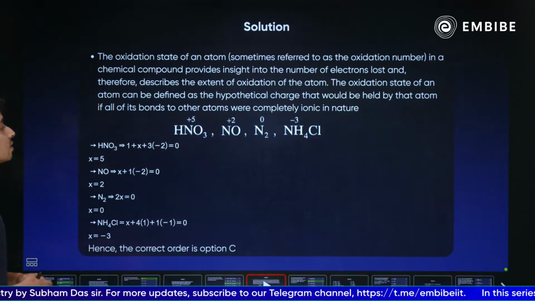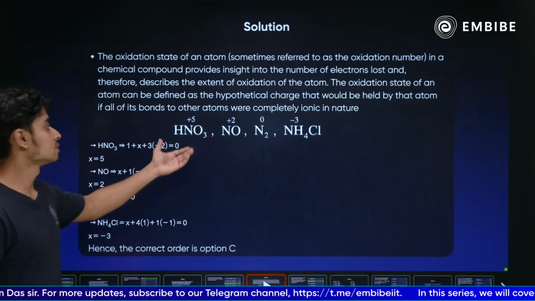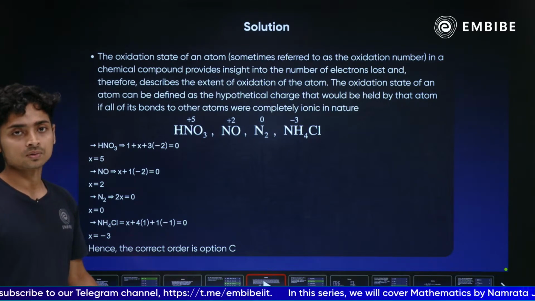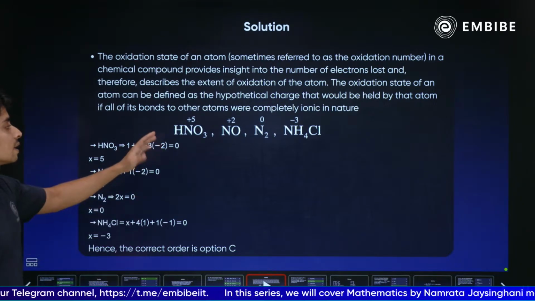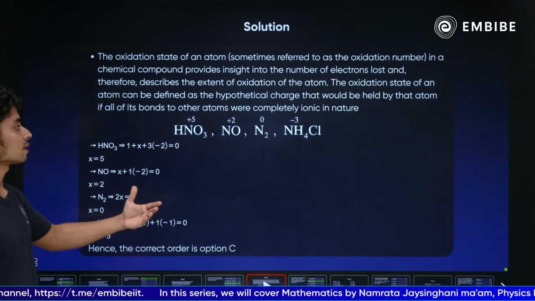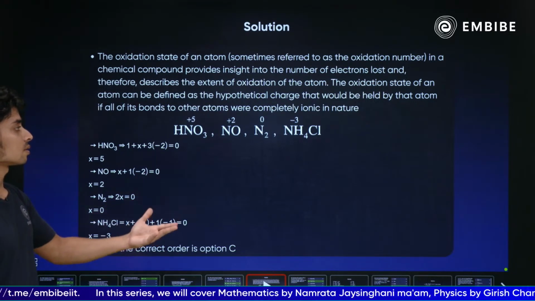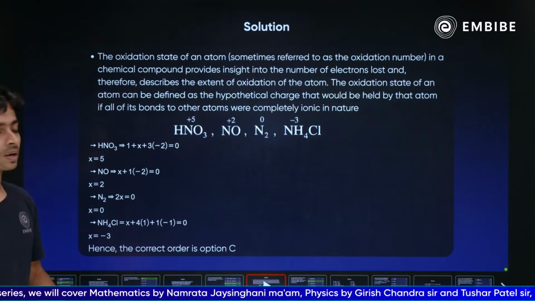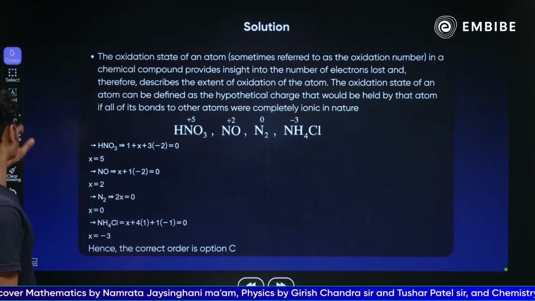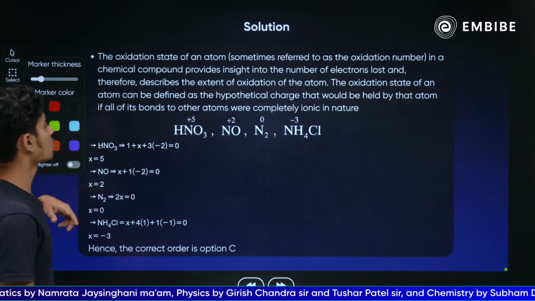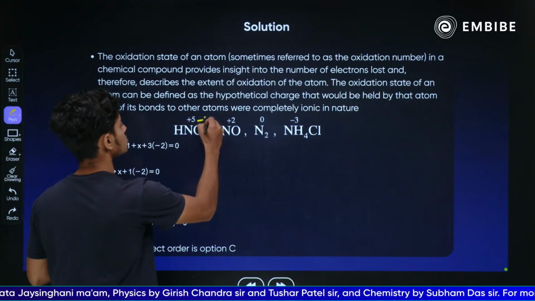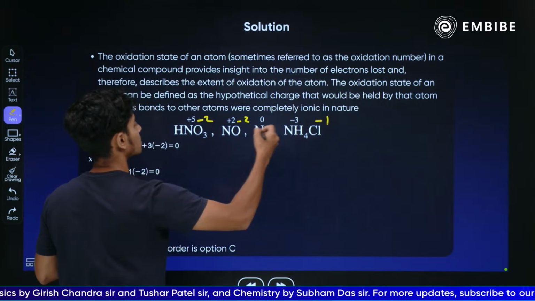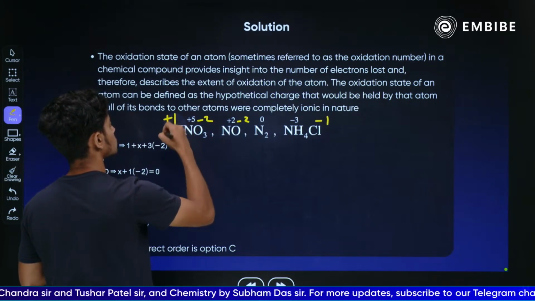To calculate that, since all of these species are neutral, we equate all of them to 0. HNO3 as a whole does not have a net charge. NO does not have a net charge, N2 does not have a net charge, NH4Cl also does not have a net charge. So we equate all to 0. I know the oxidation state of oxygen is -2 everywhere. Fluorine has an oxidation state of -1. Hydrogen has an oxidation state of +1.